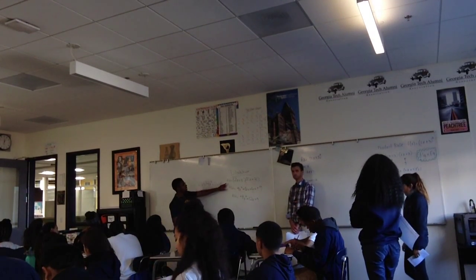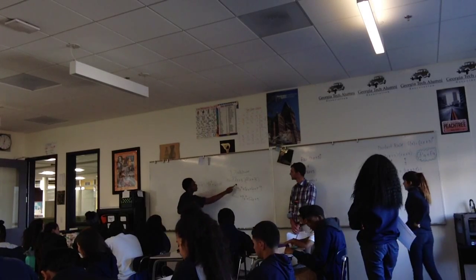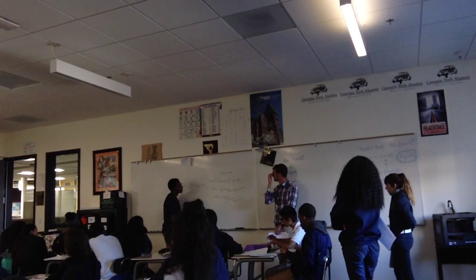So basically, I just expanded because it was 2x plus 3 squared. You just expand it, and then I distribute it, and I got that. And then you combine like terms.